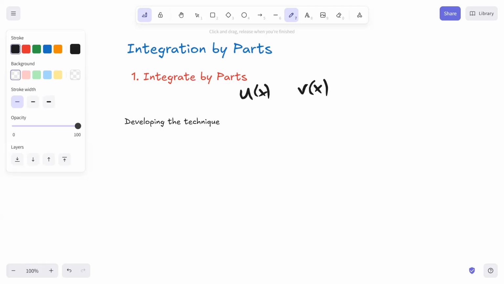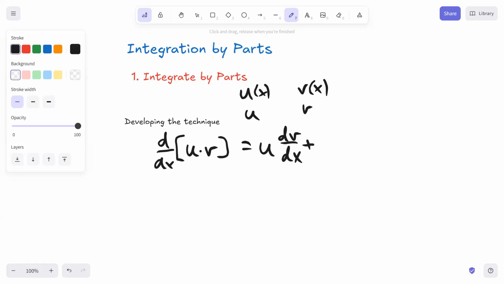So let's consider two functions of x. We'll call them u of x and v of x. If I want to get the derivative, I would take the derivative with respect to x of the product of those, u times v. I'm just going to call them u and v for short. So this would be the first times the derivative of the second plus the second times the derivative of the first. So here we have the product rule.